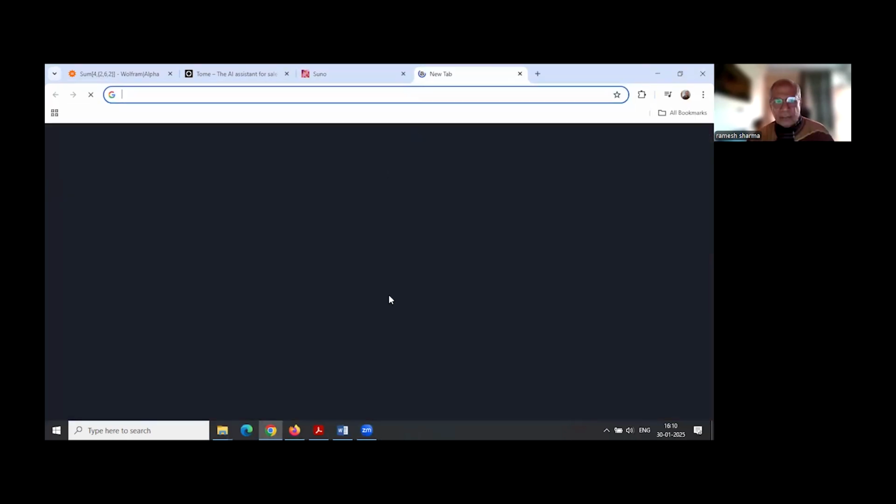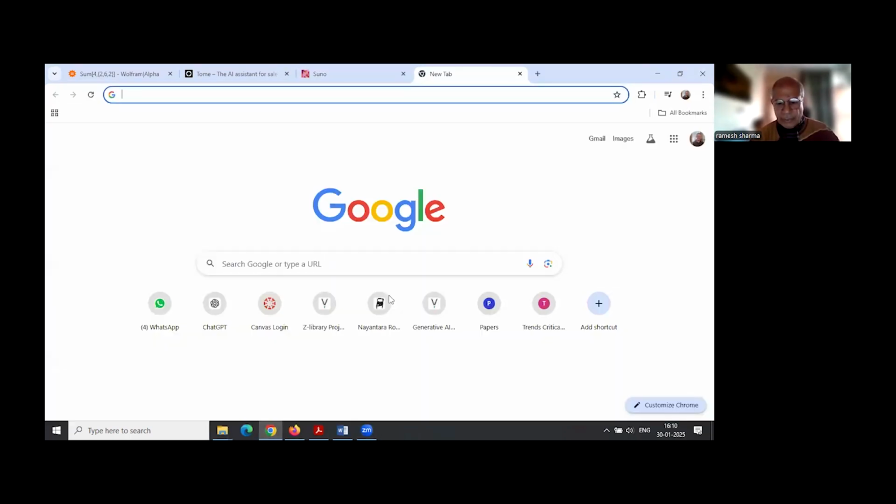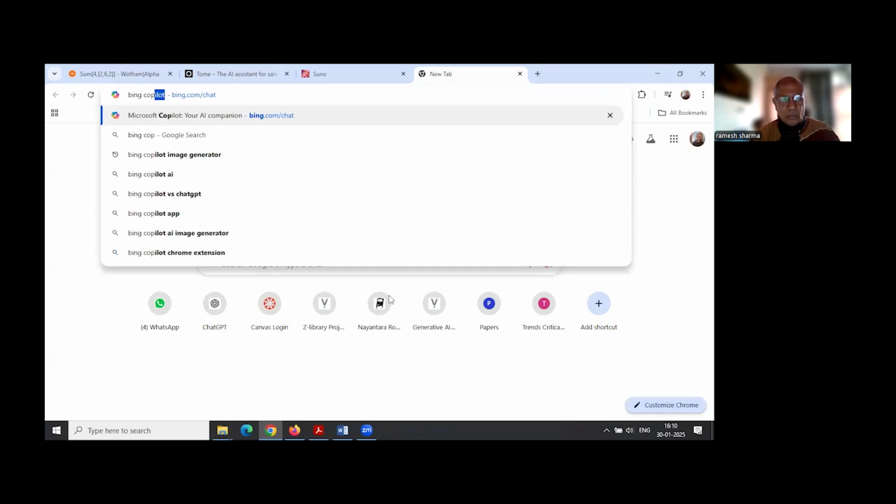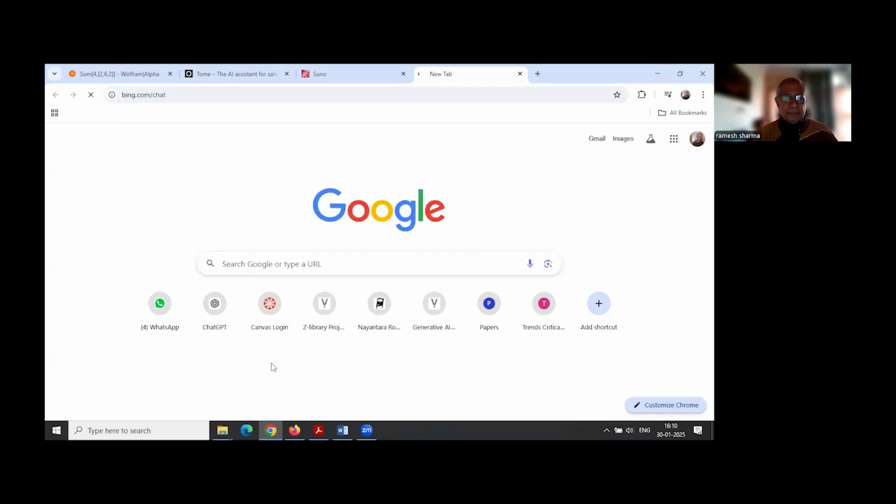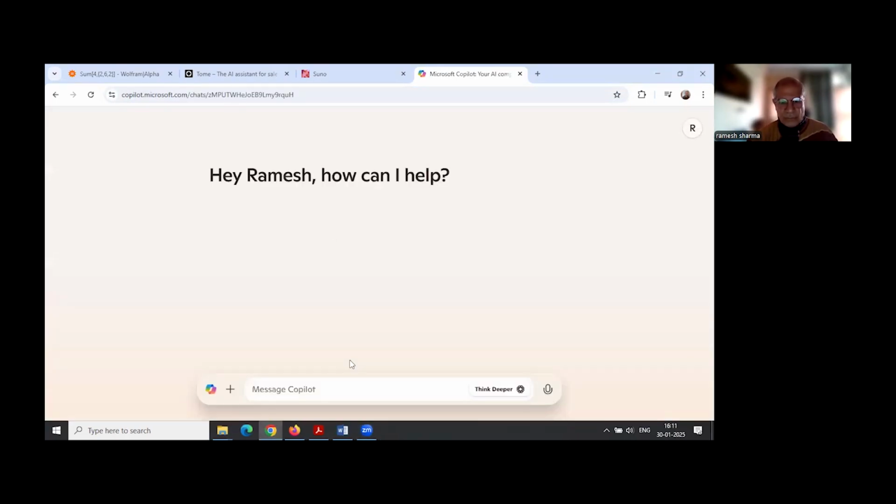Then there are sites using which you can create images. One I showed to you. Another free website is Bing Copilot. It will also ask you to create your Microsoft account. So here you can say, okay, I close that. So let us see.